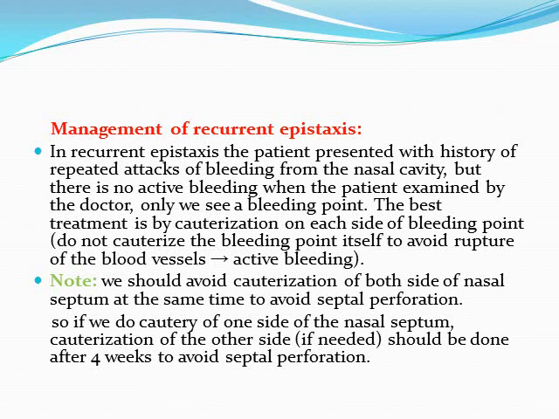The best treatment is cauterization on each side of the bleeding point, and we repeat, we do not cauterize the bleeding point itself, to avoid rupture of the blood vessels, which would cause more bleeding. We should avoid cauterization of both sides of the nasal septum at the same time to avoid septal perforation. So if we do cautery of one side of the nasal septum, cauterization of the other side, if needed, should be done after 4 weeks to avoid septal perforation.